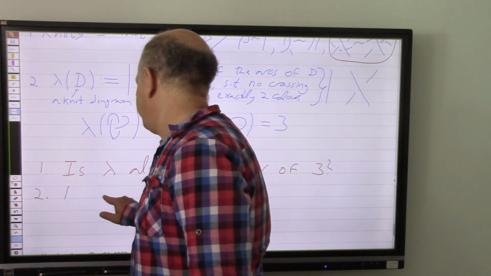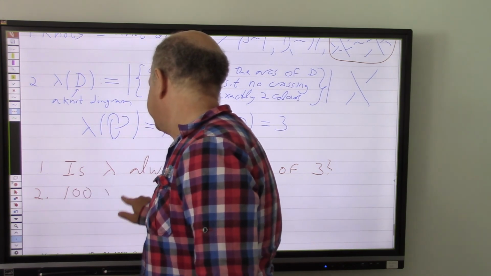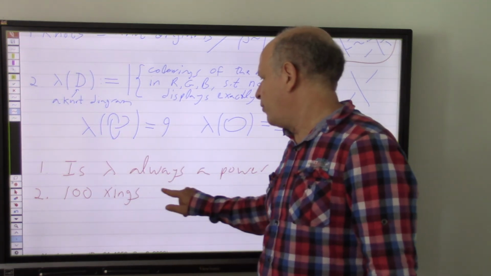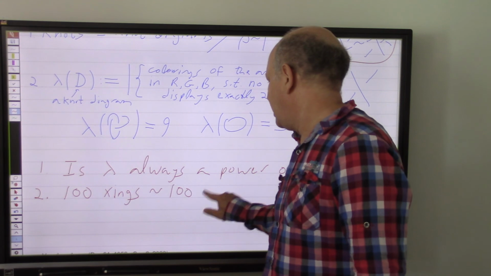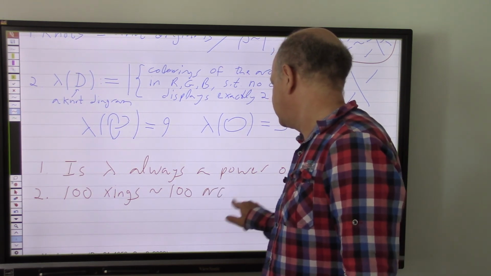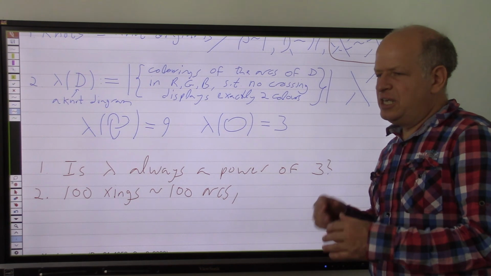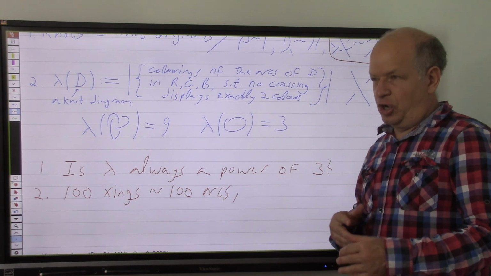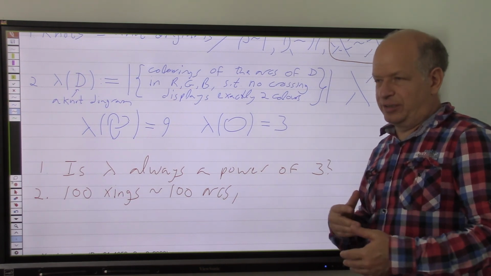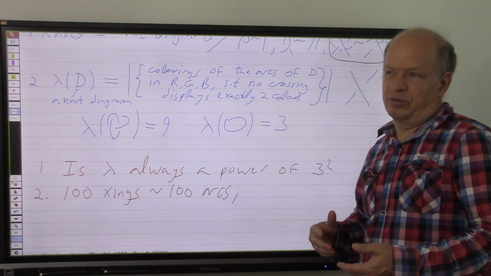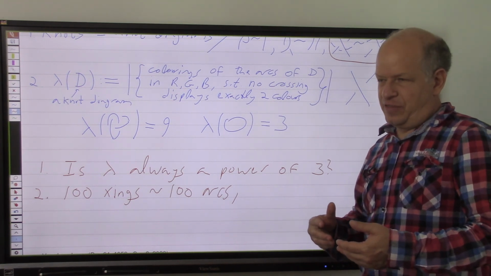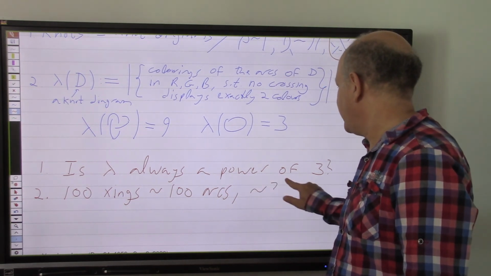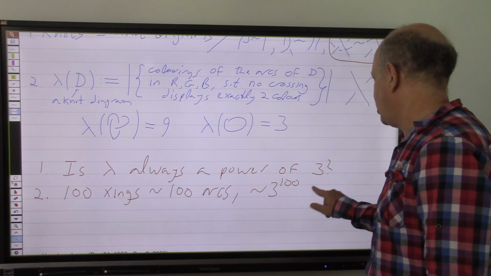So suppose you have a knot with 100 crossings. Then you can expect that it will have roughly 100 arcs. And then each arc could be colored in 3 ways. So if you don't restrict your attention to legitimate crossings, then you have potentially approximately 3 to the 100 colorings.